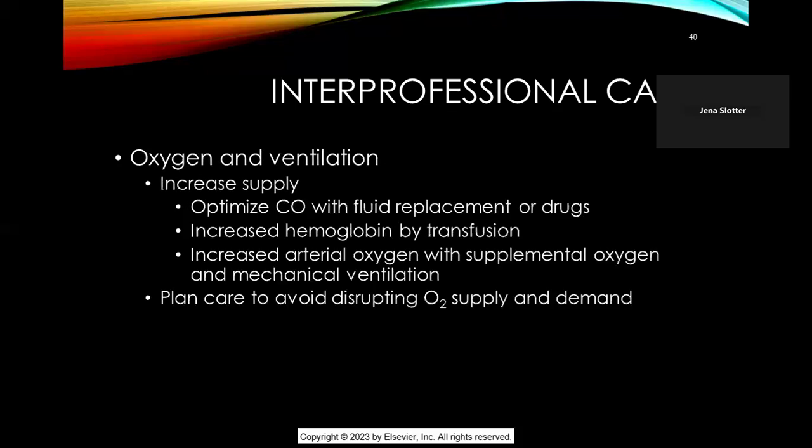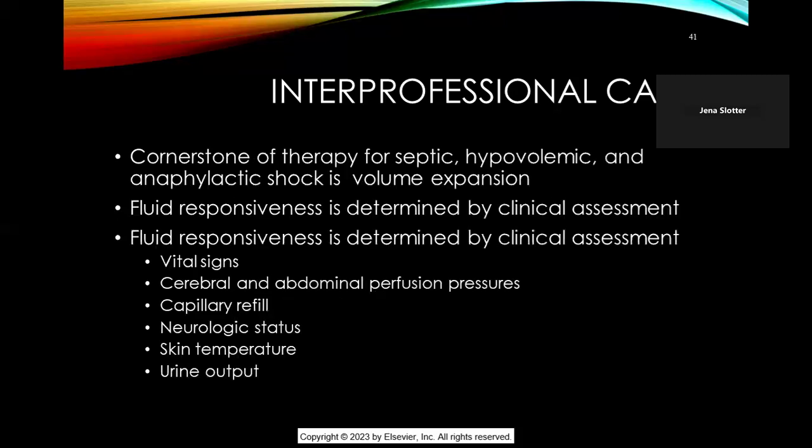As far as oxygen ventilation, we're obviously going to optimize cardiac output with fluid replacement, drugs, or blood we're going to transfuse to try to get that hemoglobin up. We're going to give supplemental oxygen, often on a ventilator, just to really be able to increase that arterial oxygen. And then just do what we can to manage the O2 supply and demand for them.